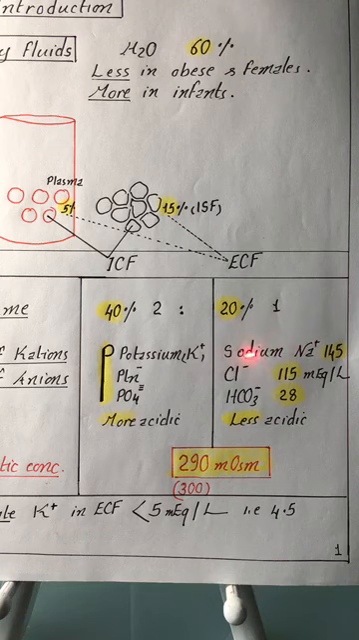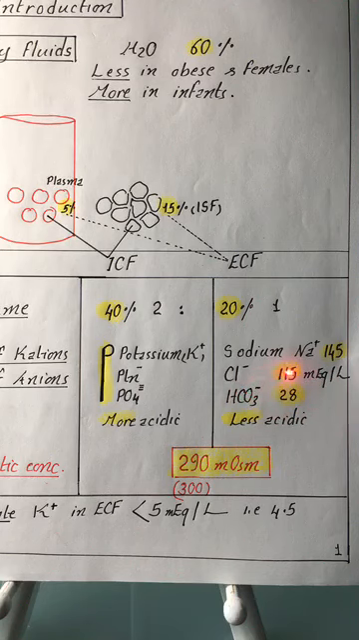You have to know that the sodium in the extracellular fluid in the blood or serum, very important number, 145 milliequivalent per liter. It combines mostly with chloride and bicarbonate. The chloride, 115 milliequivalent per liter, and the bicarbonate, 28 milliequivalent per liter. You have to notice the followings.